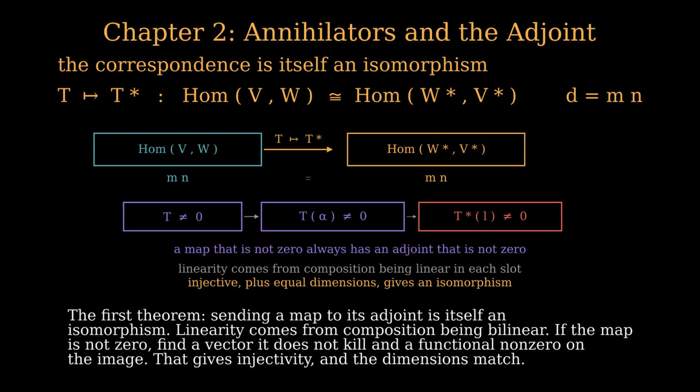The first theorem, sending a map to its adjoint, is itself an isomorphism. Linearity comes from composition being bilinear. If the map is not 0, find a vector it does not kill and a functional non-zero on the image. That gives injectivity, and the dimensions match.